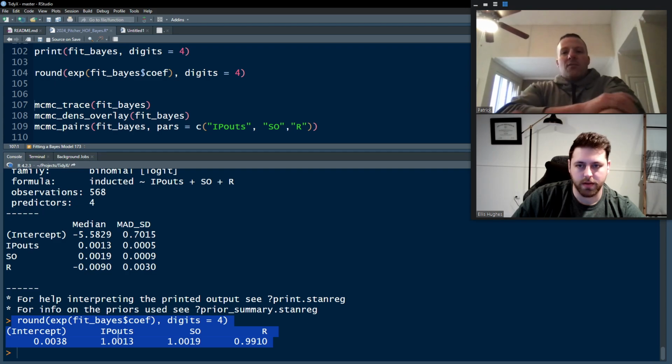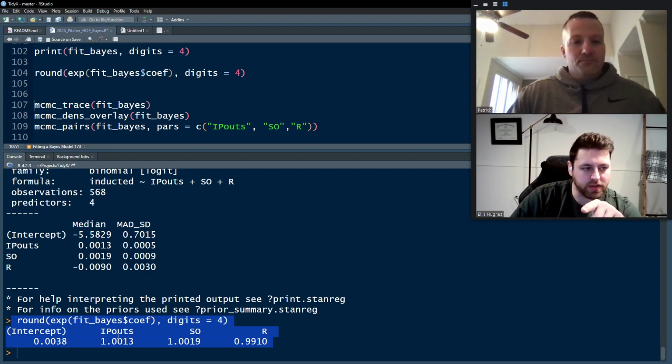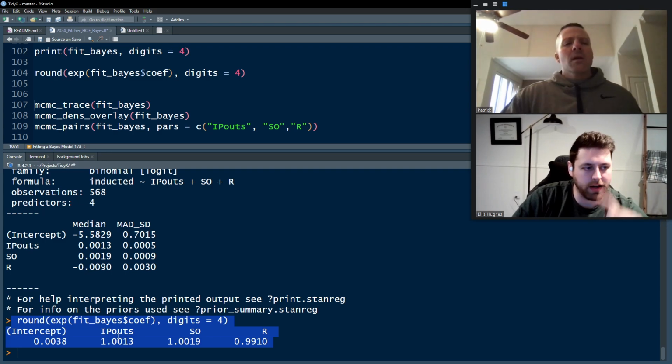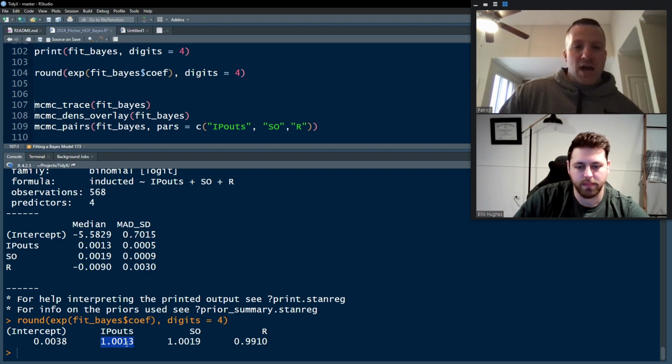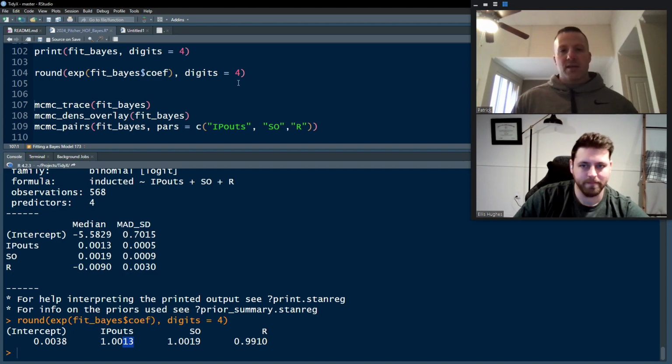So finally, let's quickly say what this means, just for folks that might have missed some prior episodes. We're on an odds scale right now. So for example, for every 1 unit increase in innings pitched, we see on average the odds of a player getting to the Hall of Fame being increased by 1.0013 times on a relative scale, right? So a little bit different than interpreting a linear model. We talked about interpreting these last week, but on a relative scale, that's what we see.